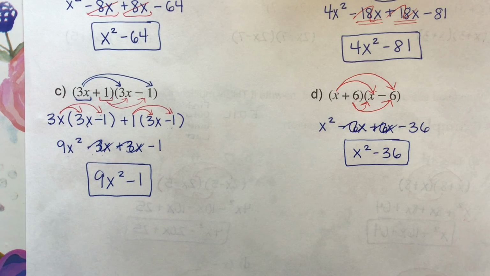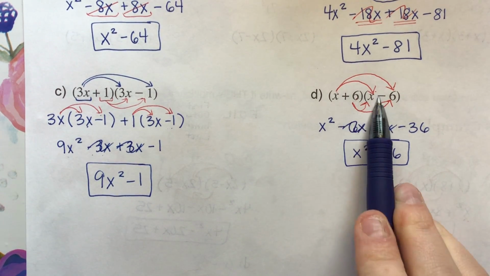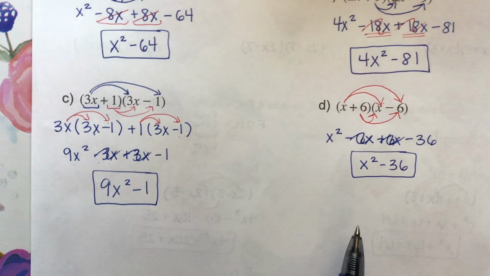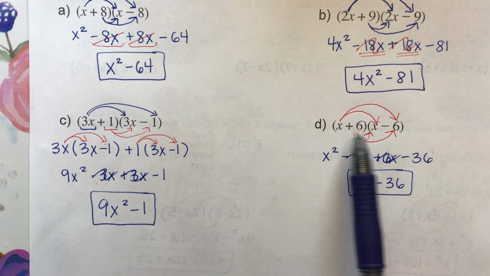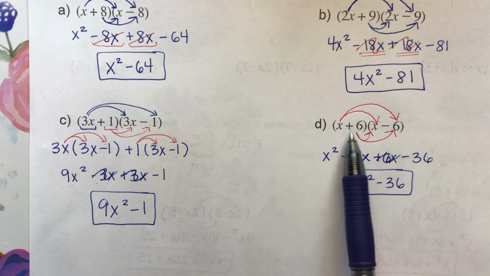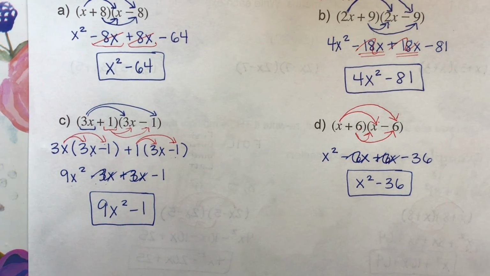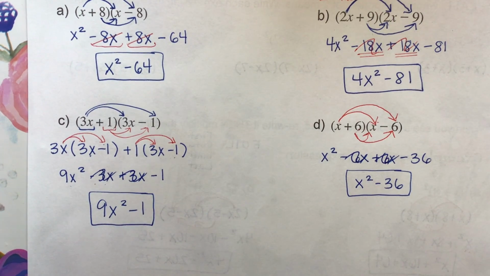Now, we do have to have that plus and minus sign in each of our parentheses for these difference of squares, but you also have to have the same constants and variables. So notice how the x is the same and the 6 is the same. It's just the signs that are different. So I don't want you to think that just any pair of binomials with a positive and a negative will cancel out like this. It does have to look quite specific for it to be a difference of squares.